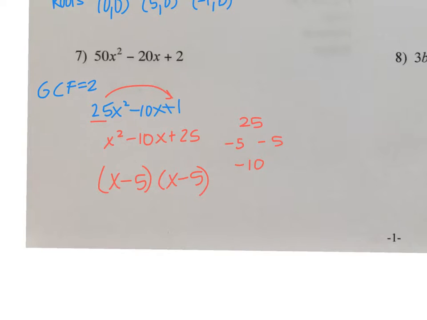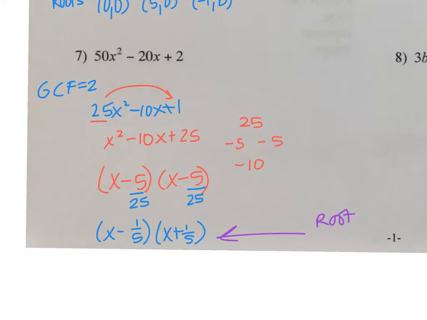That's why I'm saying that arrow is helpful, because we have to remember to go back and divide by this 25, which neither of those divide, but they do simplify, which is going to give me x minus 1/5, x plus 1/5. Some of you have learned that this is a quick step to find your roots. It's easy to see them right here. So your roots are going to be positive 1/5, 0, and negative 1/5, 0.